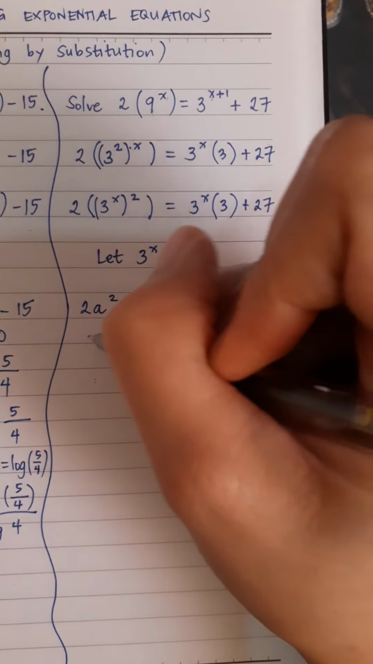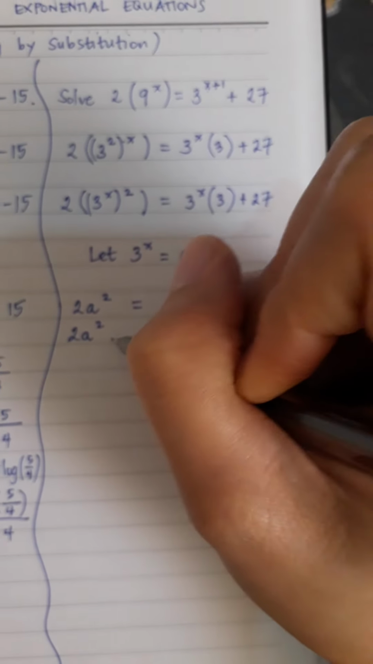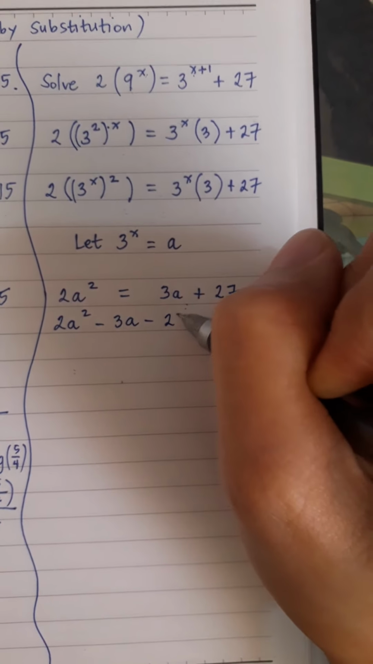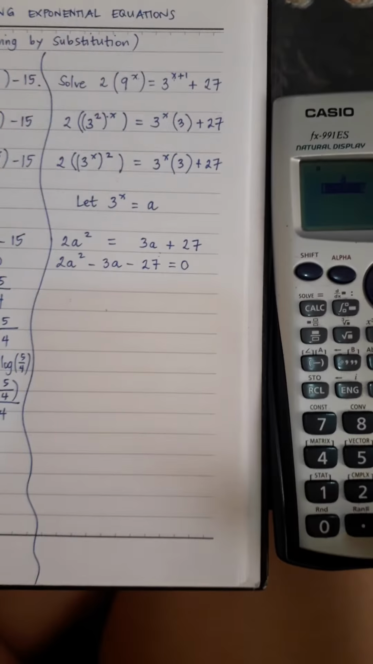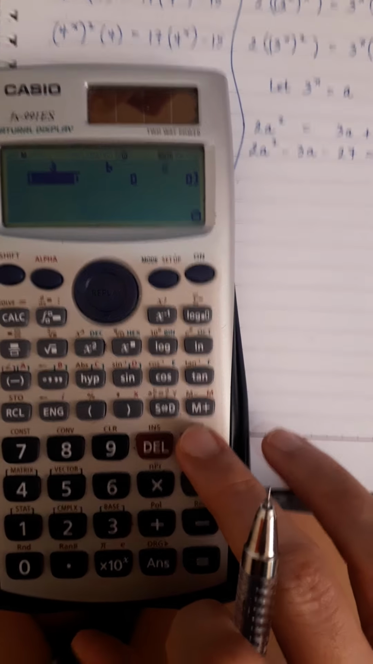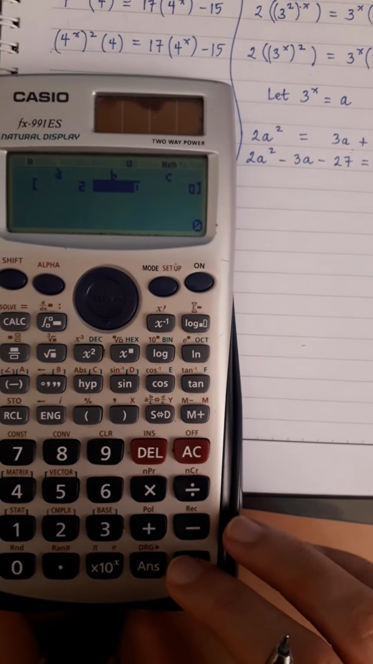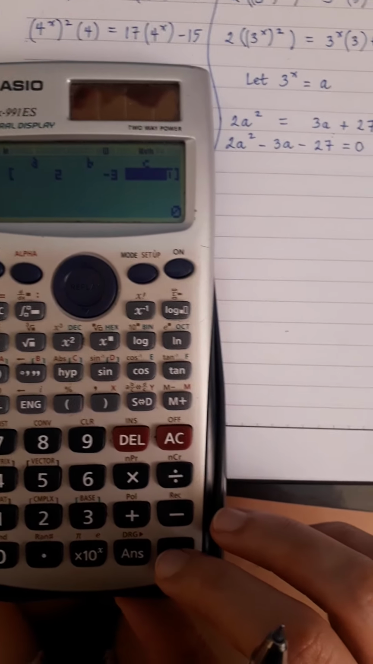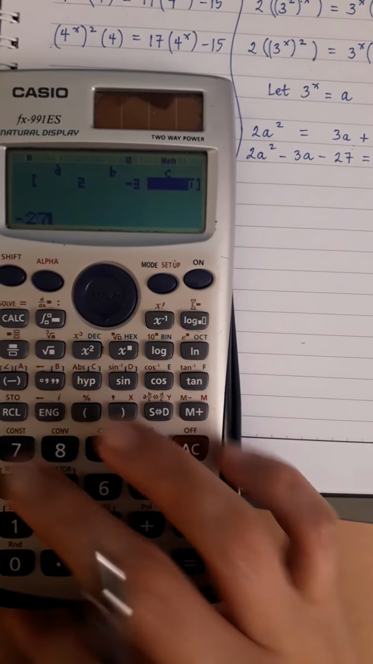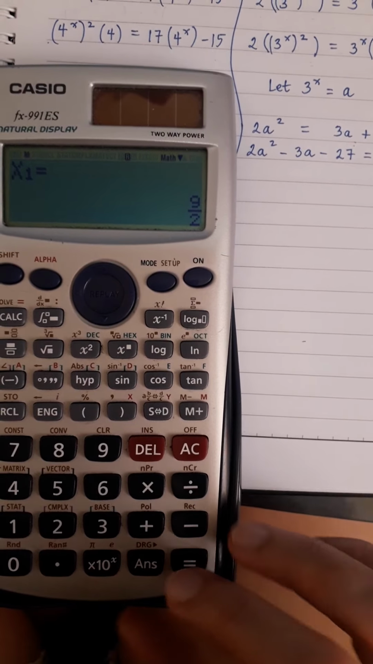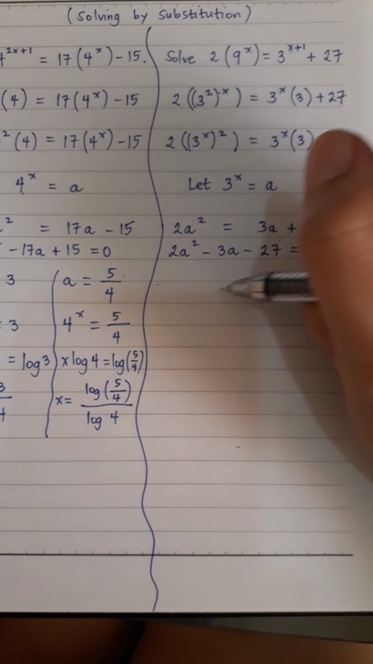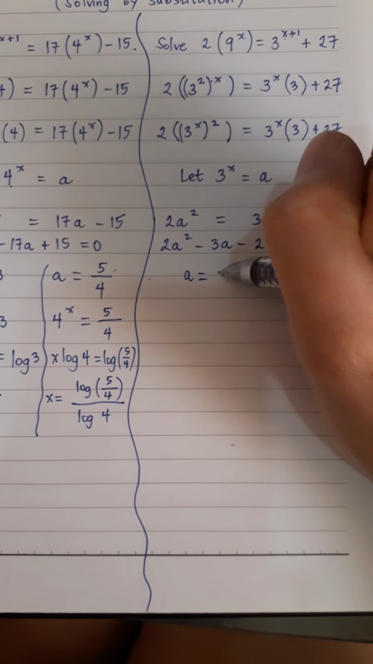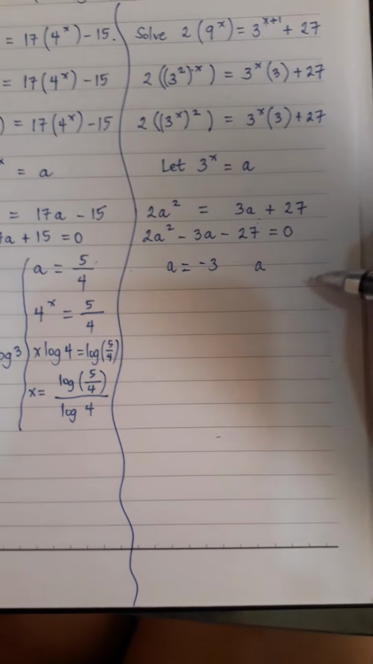and then we solve for the values of a. So 2a squared minus 3a minus 27 is 0. Using my calculator to get the values of a, this time a is 2, b is negative 3, and c is negative 27. So the values of a are 9 over 2 and negative 3.